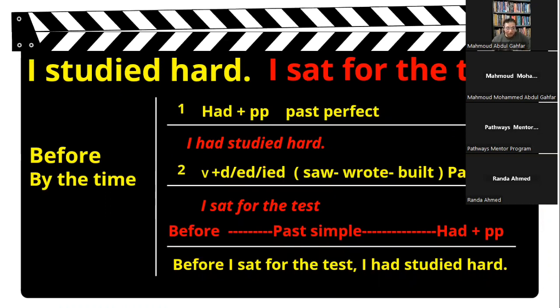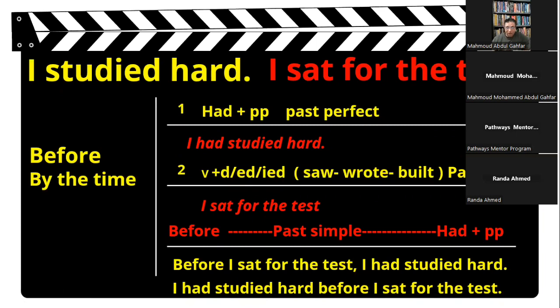So look at the rule here. Before is followed by the past simple, and then had plus the past participle of the verb. The past simple, which is the second action, takes number 2. And had plus the past participle of the verb takes number 1. So before I sat for the test, I had studied hard.